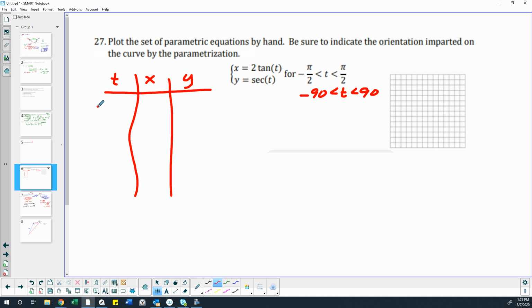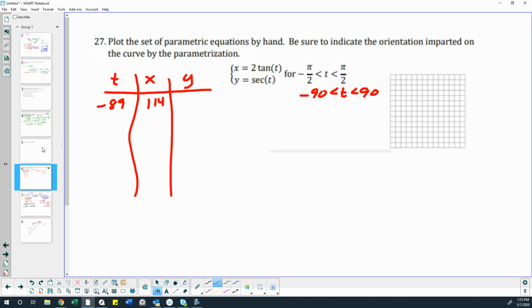So let's just go ahead and plug something else in, like 89. If I use degrees, it just makes it easier. Okay, so 2 times the tangent of 89. 2 times the tangent of 89 was 114.6. I doubt that 0.6 is going to matter at all right now.